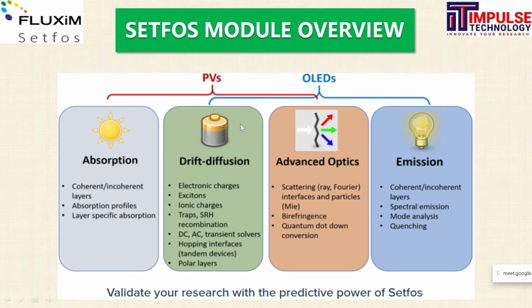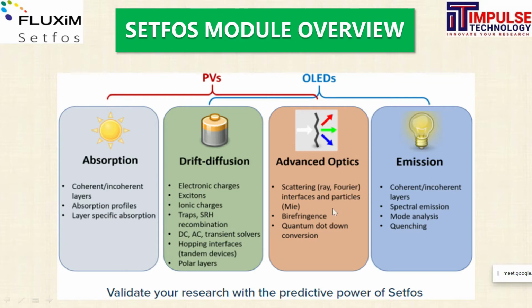And for electrical property calculation, this drift diffusion module is very important, where electronic and ionic charges, excitons, electronic charge profiles, traps, DC-AC, trap-assisted recombinations, transient simulations, hopping between the different devices, polar layer interface modelings. For all electrical property calculations, this drift diffusion model is very important. And the absorption module is for optical property.